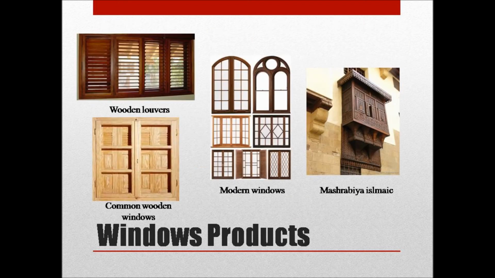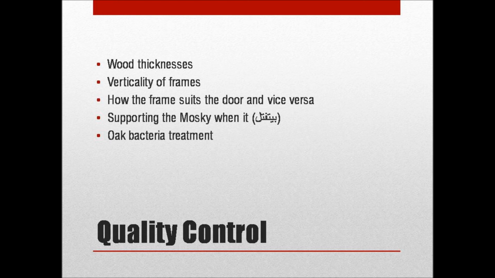Now regarding quality control, we have the wood thicknesses, the verticality of frames, how the door and the frame are suited to each other. Also, a measure that Egyptians do is that when something happens to the mosque, which is bitfitil, in order to support it, we put a piece of wood called asfin, and we put it between the lisan and the na'r.